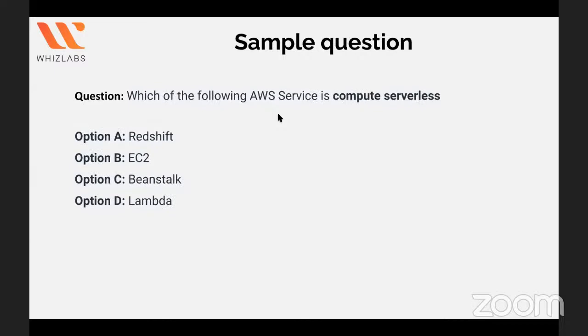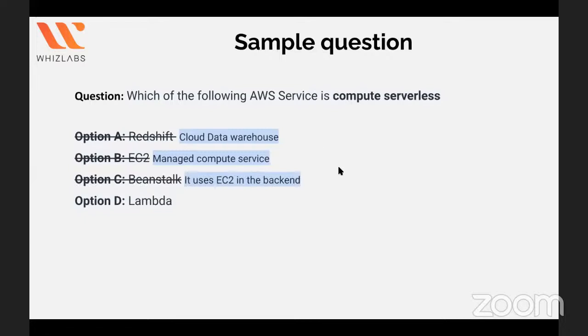In this question, we need to take care of only one keyword, which is compute serverless. Let's see option one. This is incorrect because Redshift is popularly known as a cloud data warehouse. Option two is a managed compute service, EC2, where you have servers to manage, so it is not a serverless service. Then comes Beanstalk, which uses EC2 in the backend. So the obvious correct option is Lambda. Thank you so much for participating in the quiz.